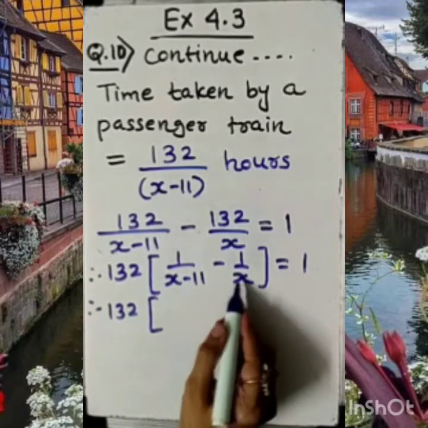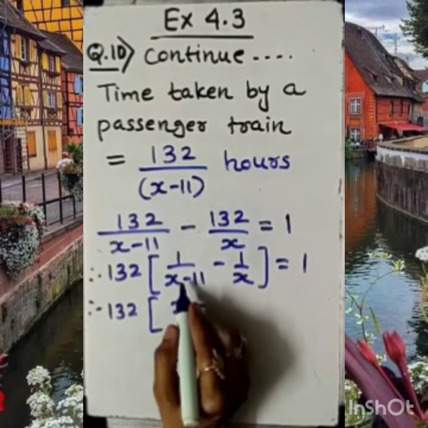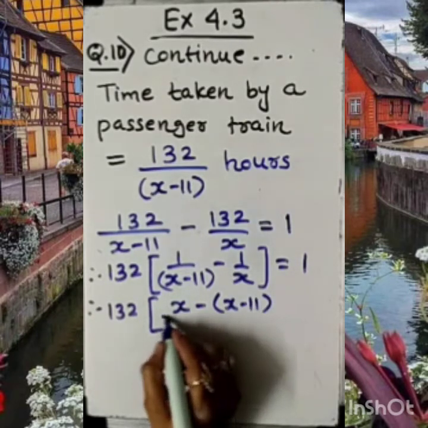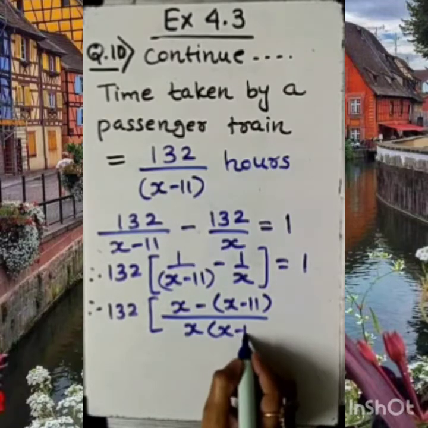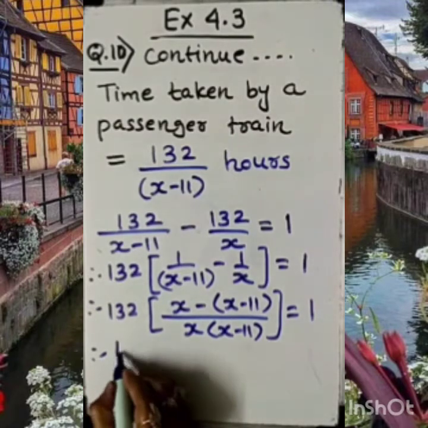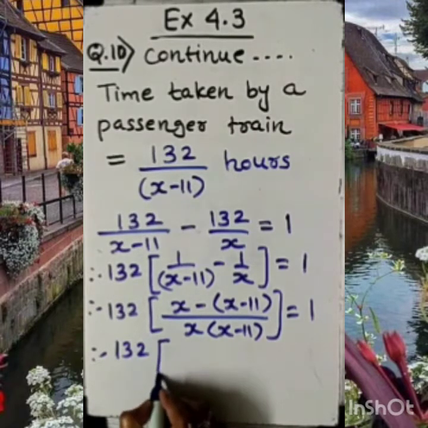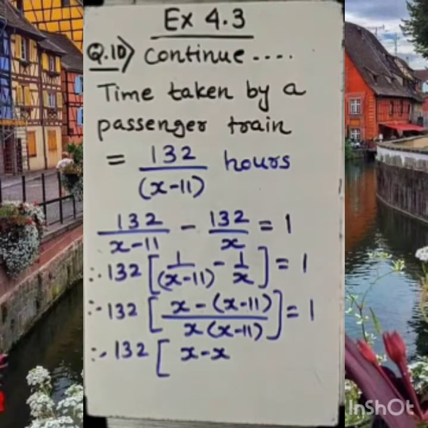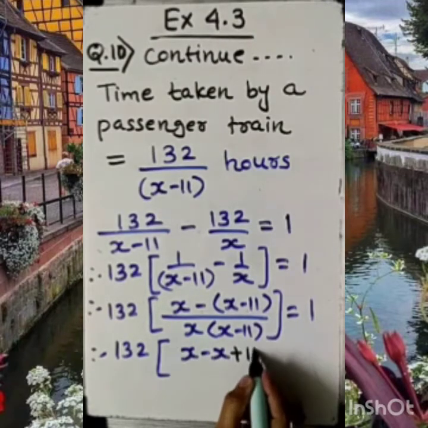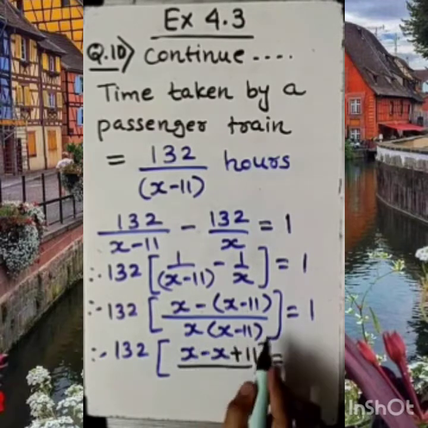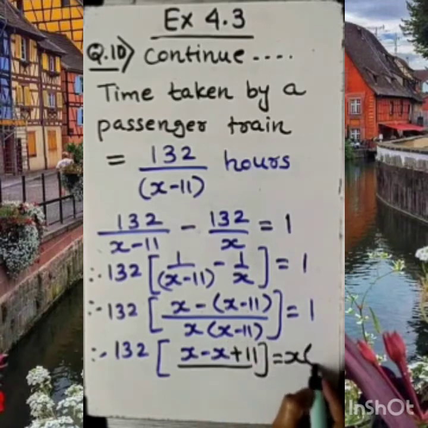And let me take the LCM. Here x minus 11 is multiplied, so it will be x minus 11 in the denominator, that is equal to 1. In the next step, this 132 in bracket x minus x, because of this minus outside we need to change the sign, so this will become plus 11. Whatever is in the denominator will be multiplied on this side, so x into x minus 11, cross multiplication.